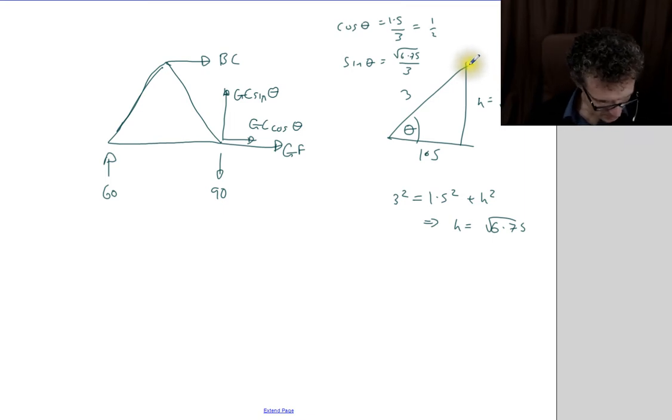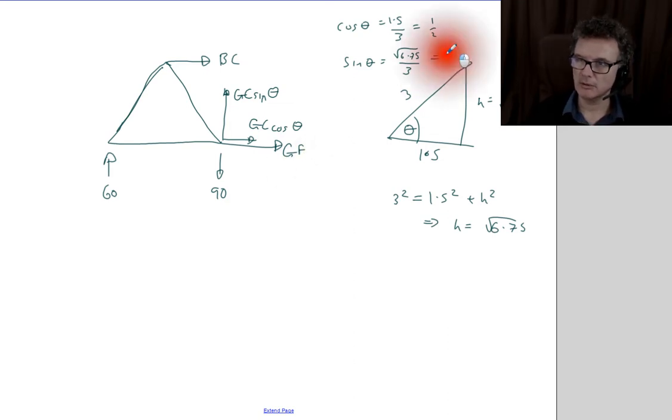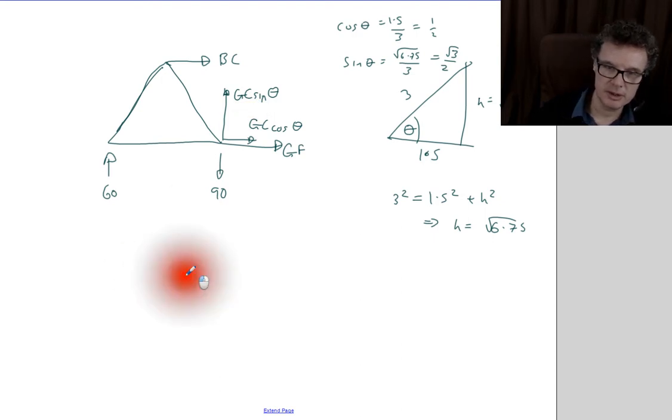And a good thing to do there, I think, would be to stick it into your calculator and see what you get. Let's see if the calculator tidies it up for us. So root 6.75 divided by 3. Yeah, it tidies it up to being root 3 over 2. Okay. So I could then redo this.